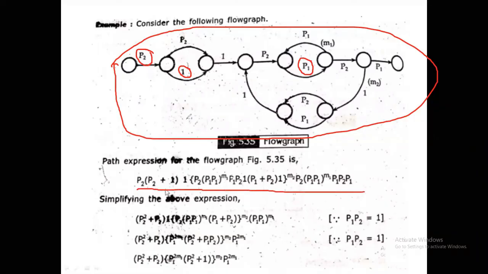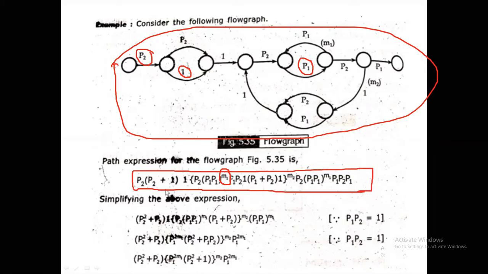This flow graph can be expressed as a path expression. What is the path expression? P2 into P2 plus 1, and 1 into P2 into P1 P1 M1. Here M means number of iterations. Here this is the loop, so this is the loop M1. It represents how many times it executes, how many iterations it executes. Okay, so this is the path expression for the above flow graph.